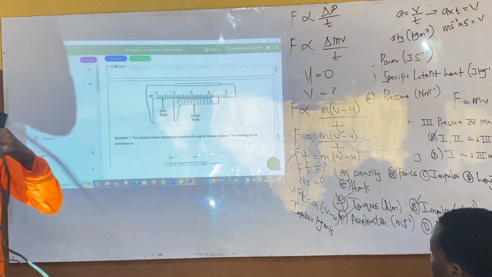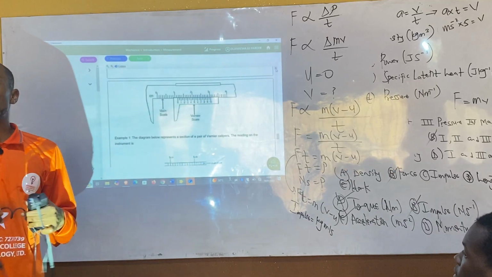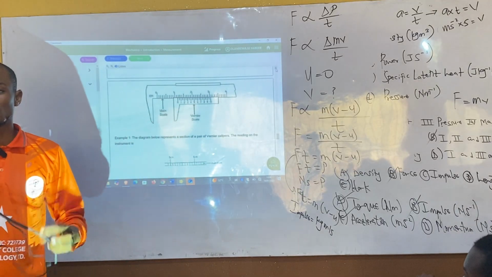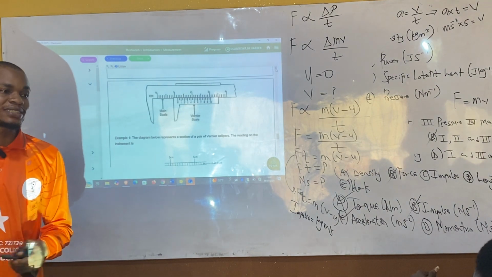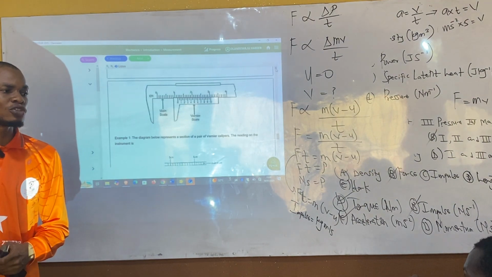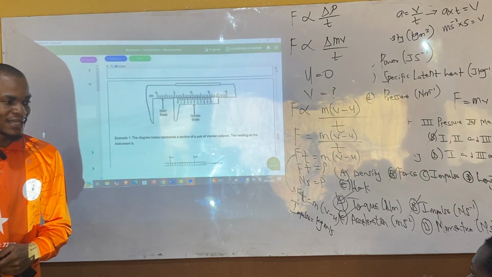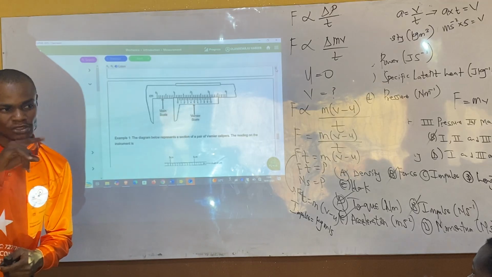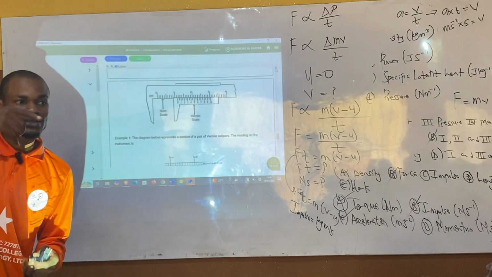We are going to use the vernier caliper to measure length today. What kind of length does a vernier caliper measure? Diameter, internal and external diameter of an object, right? Is diameter a length or not a length? Why is it a length? Who can define diameter for me? It's a line that passes through the center of a circle and divides the circle into two. So diameter is a line, so it's a length.